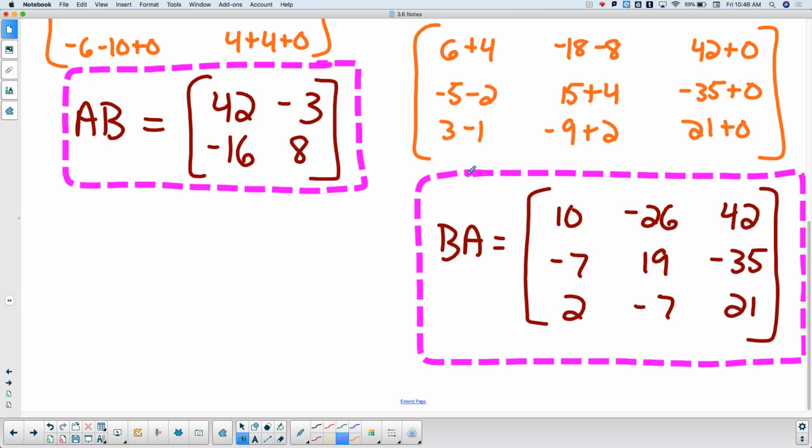Now, the point of this was not to be mean and make you do a big 3 by 3 multiplication. Sometimes it works out that way. The point was to reinforce the fact that order matters in matrix multiplication. Those two matrices are not even the same size, and they're nowhere near identical. So A times B is different than B times A in matrices. It's not that way with numbers, but it is with matrices. Okay?